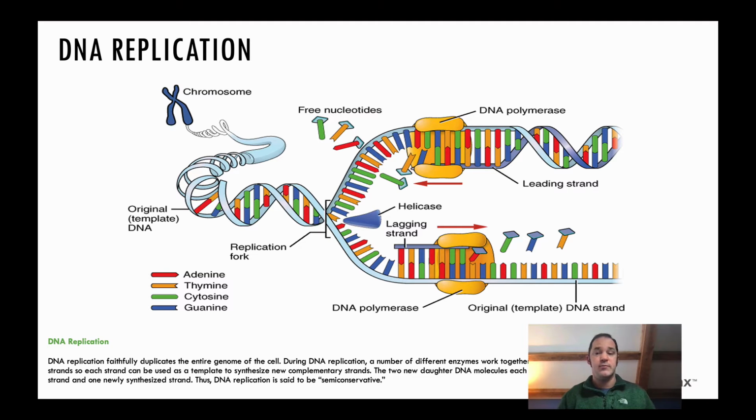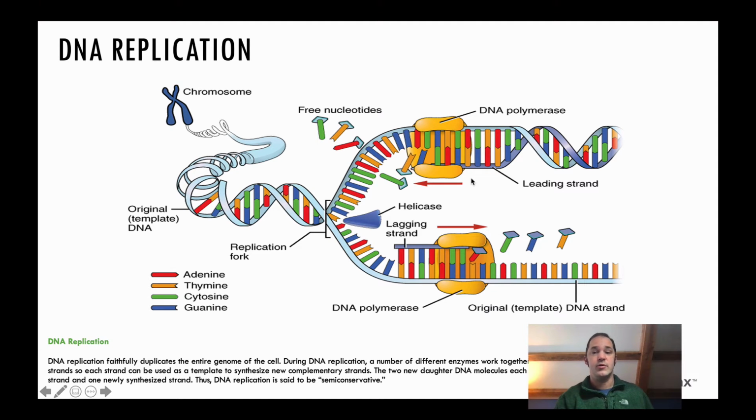You may have seen it in more detail in other biology classes, but essentially what you need to know is that an enzyme called helicase comes in and unzips this DNA. It unwinds this DNA and creates a fork. So DNA is double-stranded, so it creates this fork or bubble where an enzyme called DNA polymerase comes in.